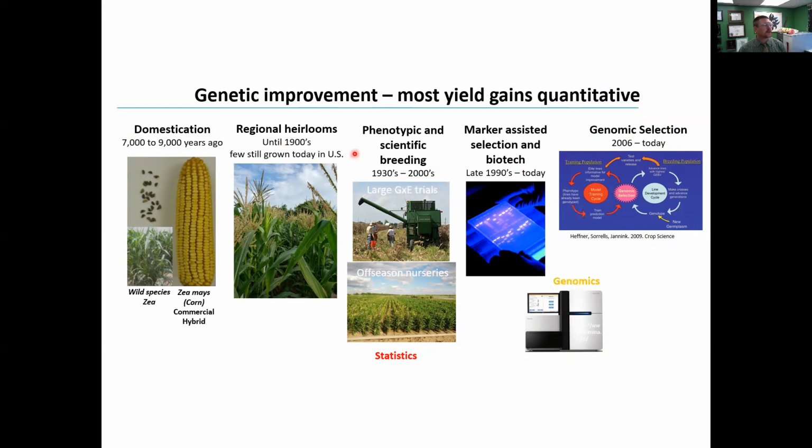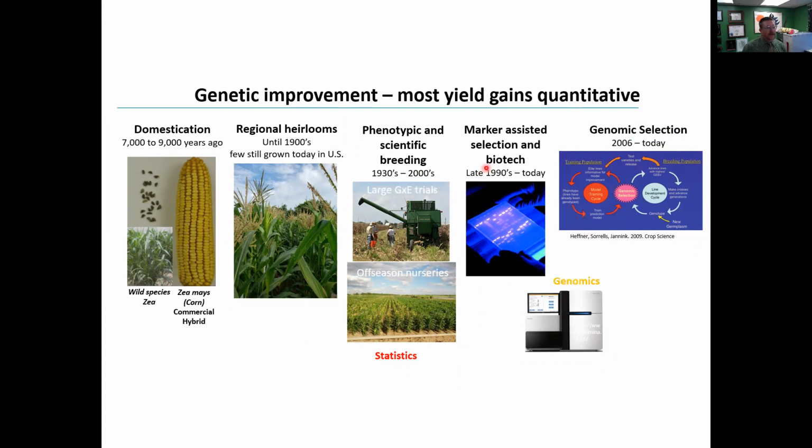Up until the 1900s, primarily in the United States, regional heirlooms were grown. So these are open pollinated populations with very little scientific genetic improvement that are just allowed to open pollinate. And my understanding is that some regions in Africa are still growing open pollinated type populations because of seed challenges or seed system challenges, or the amount of money that farmers have to purchase hybrid seeds. In the 1930s to the 2000s, we really got into a phenotypic and scientific breeding era where individual companies and individuals were scientifically starting to select for improved yield in both hybrids and inbreds.